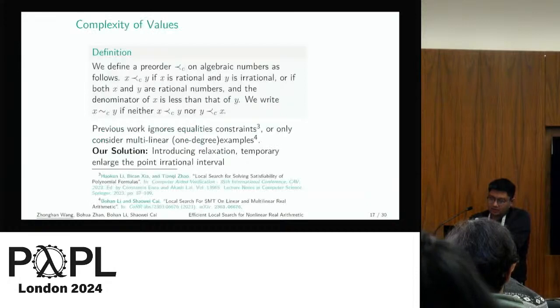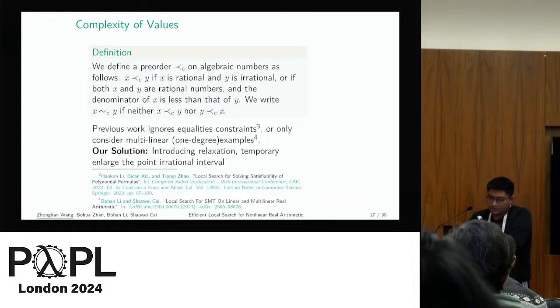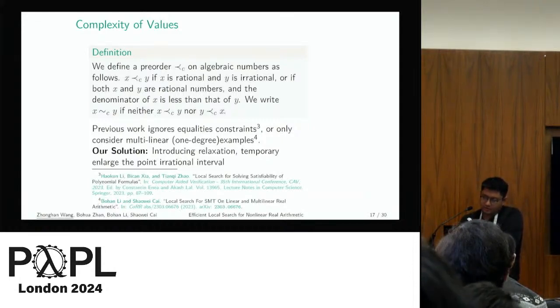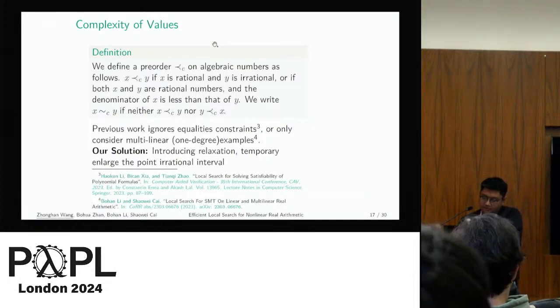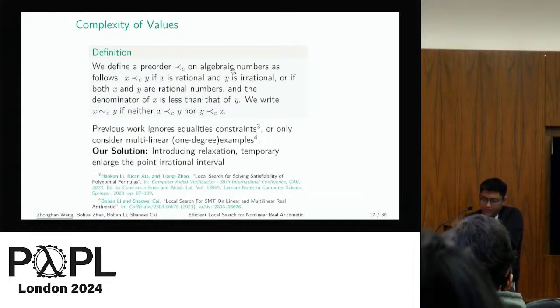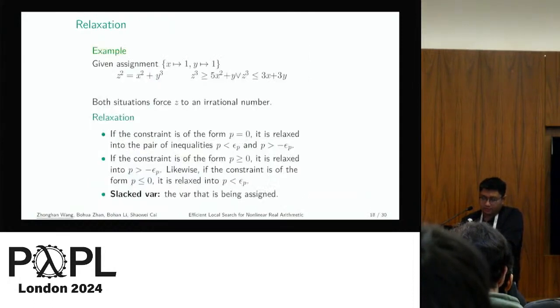The second section is about the temporary relaxation of equalities. Here the equality isn't strict equality, and it means non-strict inequalities. Previous work introduced some definitions of value complexity. Usually, irrational numbers are more complex than rational numbers, and if two values are both rational numbers, we compare their denominators. Our solution is introducing relaxation to enlarge the point interval.